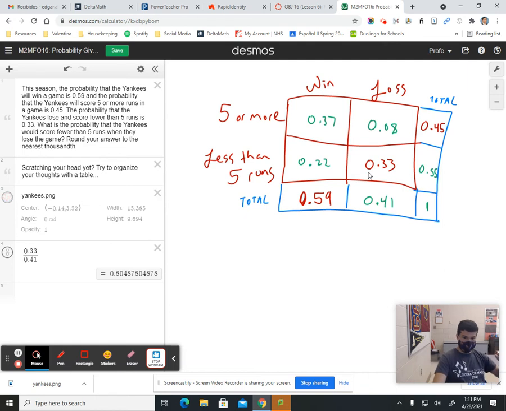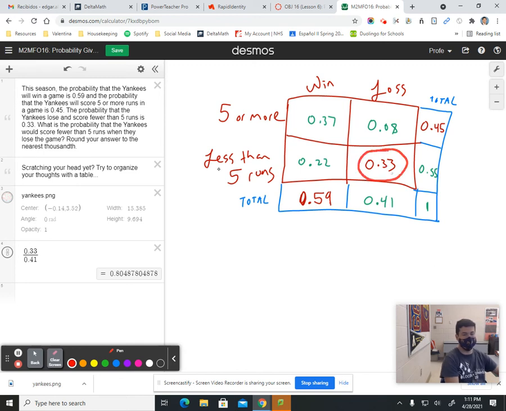However, that is different from saying scoring fewer than 5 runs when they lose. That's because we've already talked about conditional probability. This is saying we're going to score fewer than 5 runs given that we lose the game. So right here you can interpret the "when" as "given." That allows us to isolate a couple of quantities. We want to look at the percentage that says less than 5 runs.